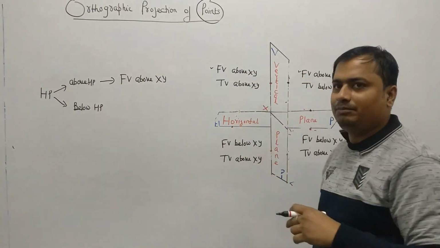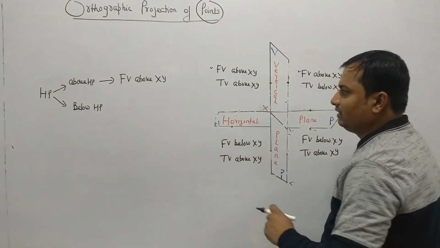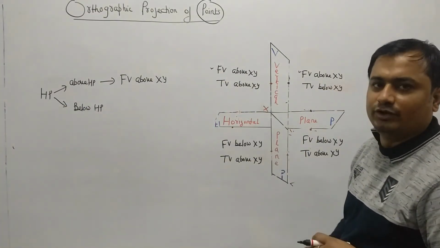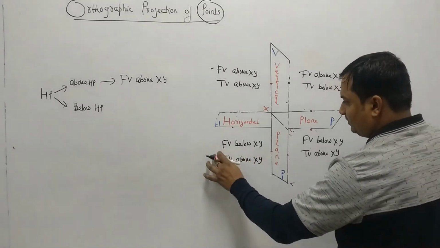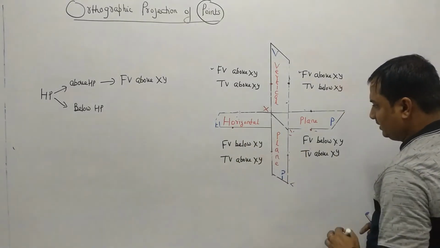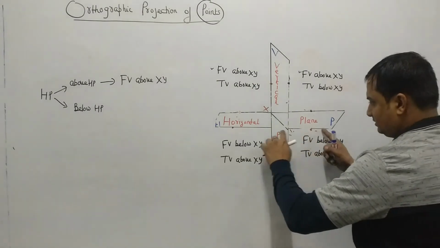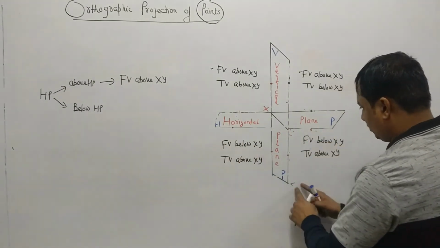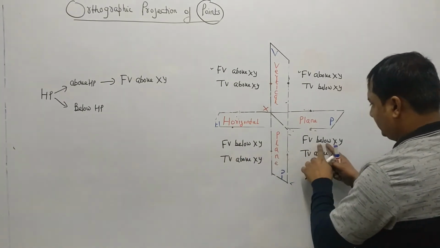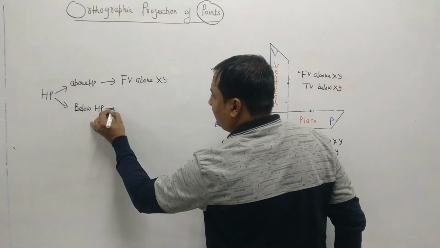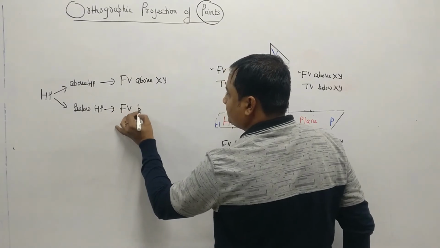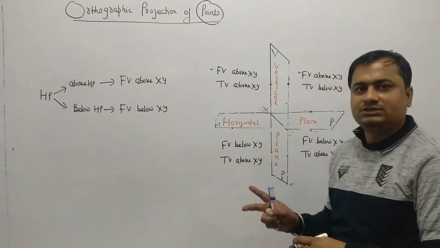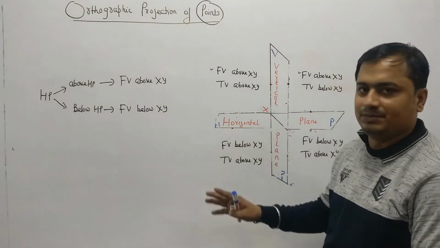So this we have to keep in our mind. Second conclusion, if the point is below HP, so which of the four quadrants is the point below HP? We all know in this third the point is below HP, in this fourth the point is below HP. So this is the area when the point is below HP. What is common here in this area? The common is front view below. So we can conclude if the point is below HP, front view is below XY. So this is the first conclusion on the basis of HP.